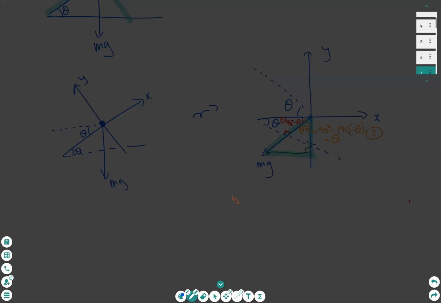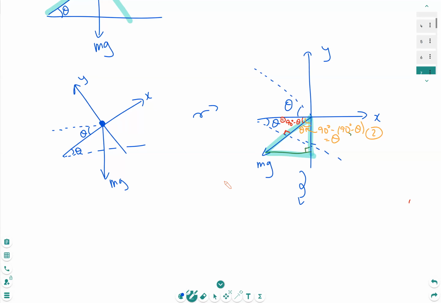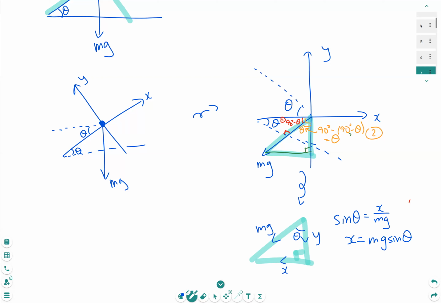So let me draw the triangle out again. This is the mg. Your y will be going down, your x will be going left, because if mg is going bottom left, ultimately you have to have a y going down and x going left, and that's your angle theta. So if I use some trigonometry, I can use sine theta equals x over mg. So multiply by mg, so x equals mg sine theta, and y will be mg cos theta.